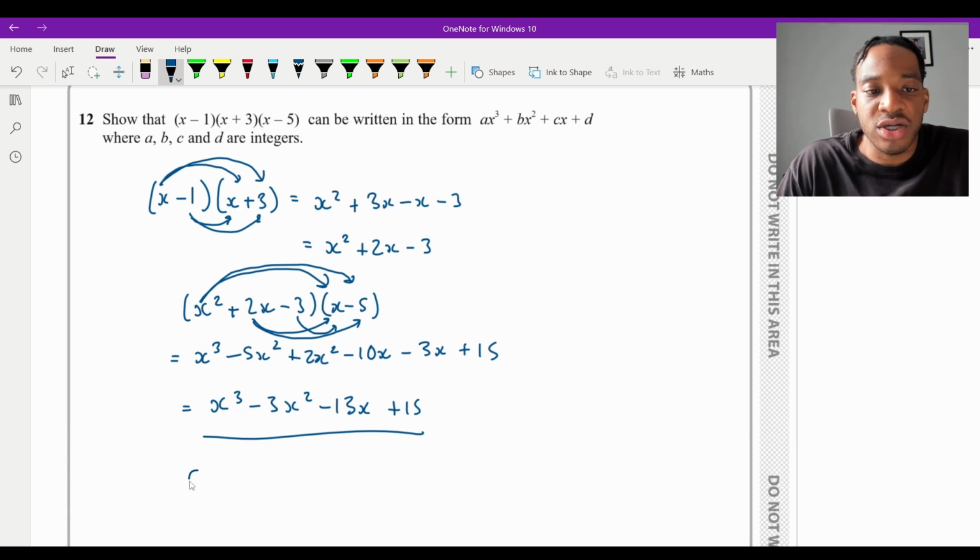So you could just say that your integers are a is equal to 1. b is going to equal minus 3. c is going to equal minus 13. And d is going to be 15. And that's it.